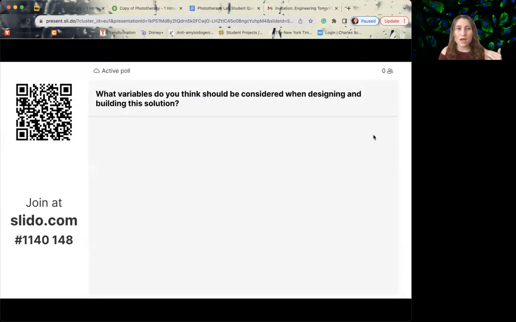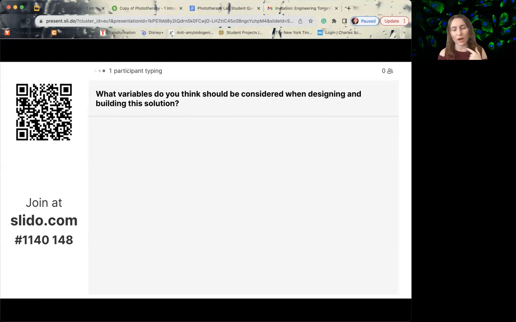So on top of that, what other variables do you think should also be considered when designing and building the solution? There's quite a few, and this is a really tricky question. So I just want you to give it a good old try. And if you don't know, that's also okay. But in general, you obviously know that you want to have the irradiance, the target goal, but what are some other variables you think are really important in considering this?